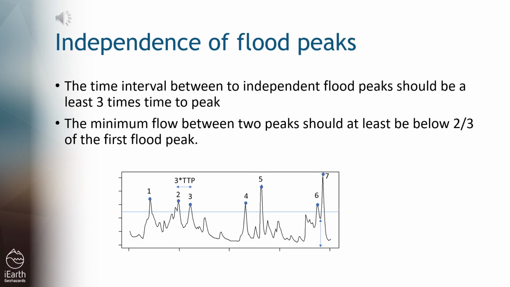The independence of flood peaks could be assessed by the following rule. The time interval between two independent flood peaks should be at least 3 times the time to peak. Time to peak is the time interval streamflow needs to increase from a low flow to a flood peak. In this plot, we see that peaks 2 and 3 are not independent since the time interval between them is too small. A second criterion is that the minimum flow between two peaks should be at least 2/3 of the first flood peak. In this figure, we see that flood events 6 and 7 are not independent according to this rule. We keep the highest flood, event 7.